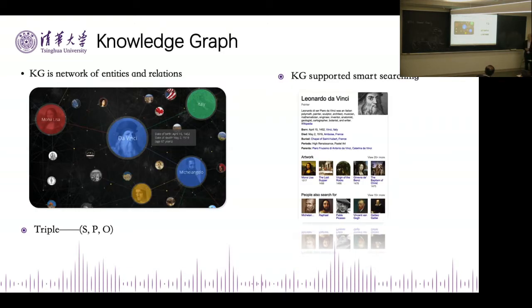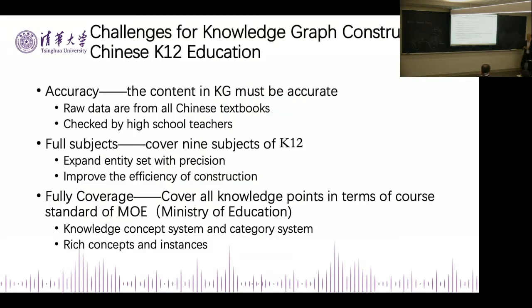As we know, a knowledge graph is a network of entities and relationships, and it includes many, many triples. Google first used a knowledge graph to support its smart searching. Then we decided to build the knowledge graph for K-12 education. Before we did that, there were several challenges for us. The first one is accuracy. That means the content in the knowledge graph must be accurate. So we decided to rely on the raw data from all the Chinese textbooks. And we also asked high school teachers to help us check the contents.